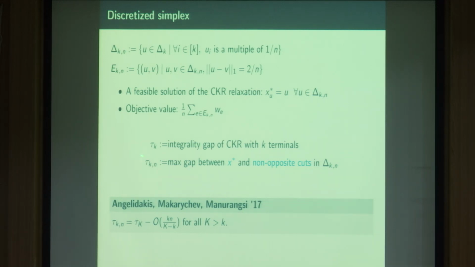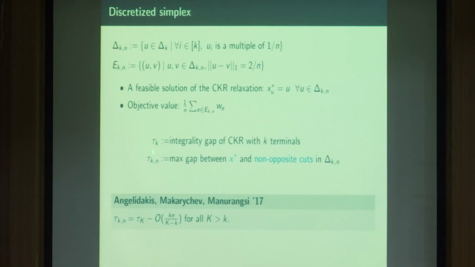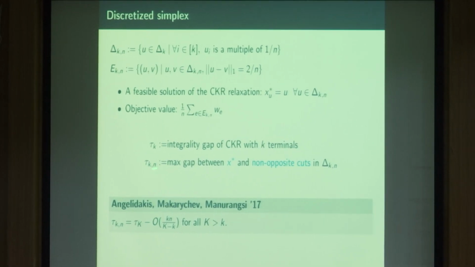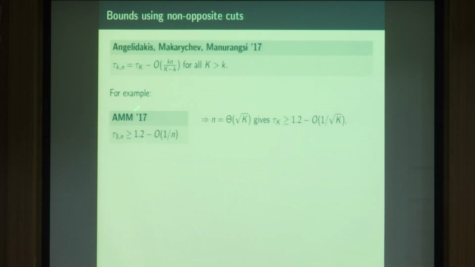showed that actually this latter gap is very close to the first one. So observe that we are interested in the integrality gap of the CK relaxation, but instead of that, since the difference between these two is small due to this result, it's enough to lower bound this special gap, which only considers non-opposite cuts in this graph. Okay, so the essence of this result, if you apply it for the case of 3 terminals, then this already gives you a 1.2 inapproximability result. That's how they obtain this.